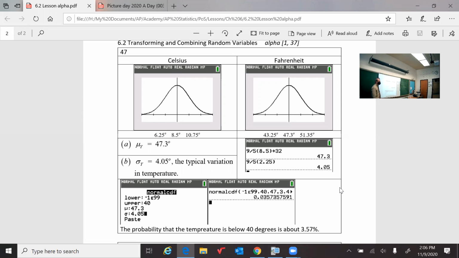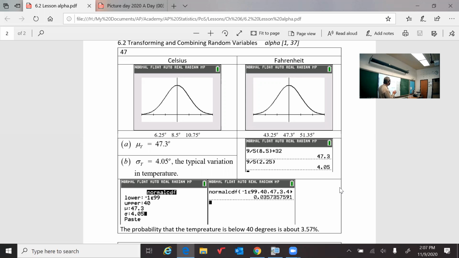So the first question is, all right, we have to do the transformation and draw the Fahrenheit distribution. Fahrenheit, in this T chart, depends upon Celsius. So in order to get the center, we do the scale change first. So we multiply 8.5 times 9/5, and then we do the slide. And you would get 47.3 degrees. So 47.3 degrees is dead center. It's a z-score of 0 for the Fahrenheit distribution.